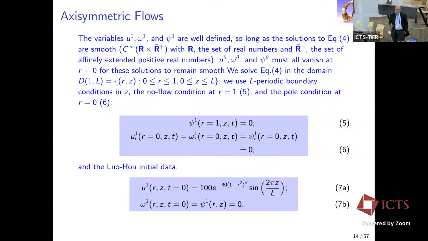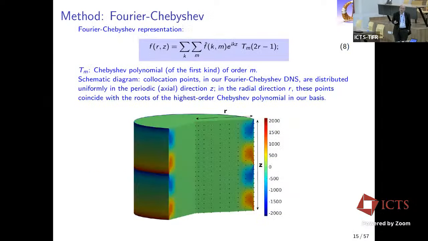And now we use the initial data suggested by Luo and Hou. Okay? It looks messy, but doesn't matter. This is the initial condition that we will look at with all the boundary conditions. All right, so they use some Galerkin and finite difference. Our strategy was to use a completely different method.